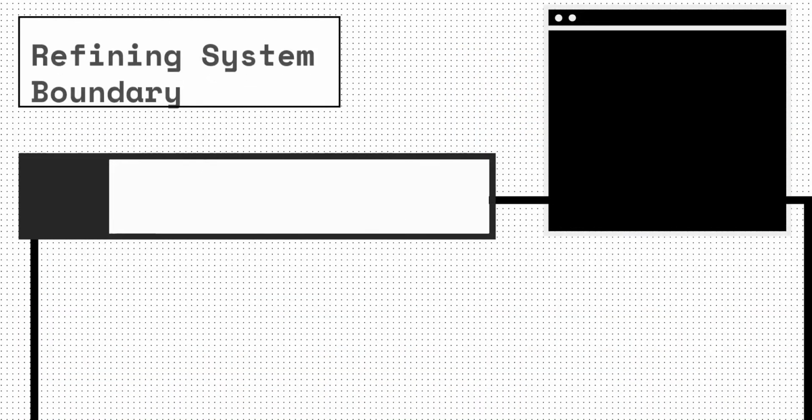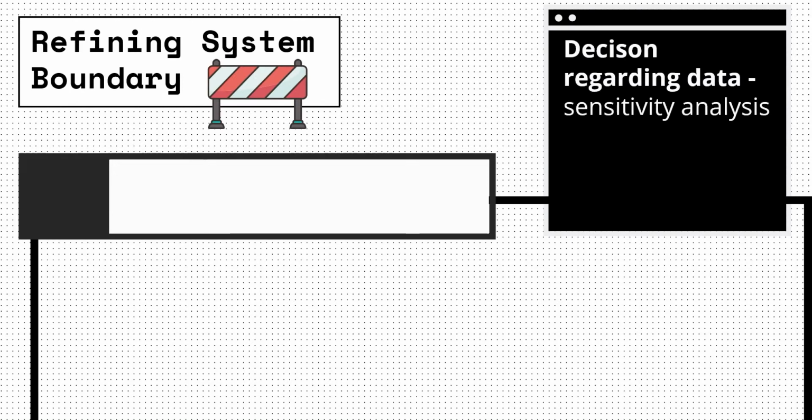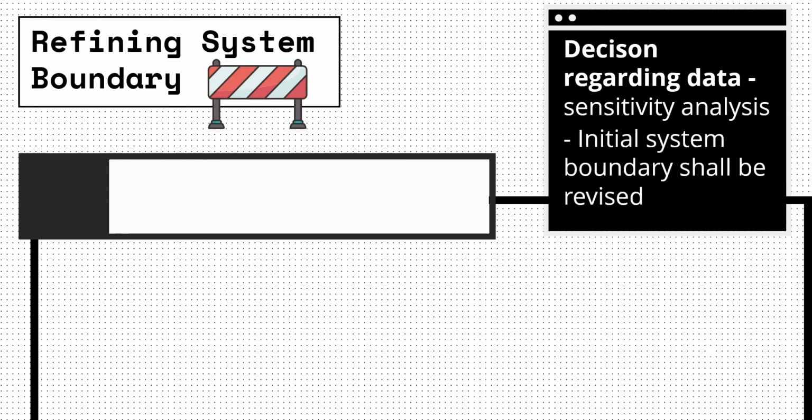To refine the system boundary, decisions regarding data included should be based on sensitivity analysis to determine their significance. The initial system boundary should be revised according to the cutoff criteria established in the definition of scope. The refining process and sensitivity analysis should be documented in the CFP report.